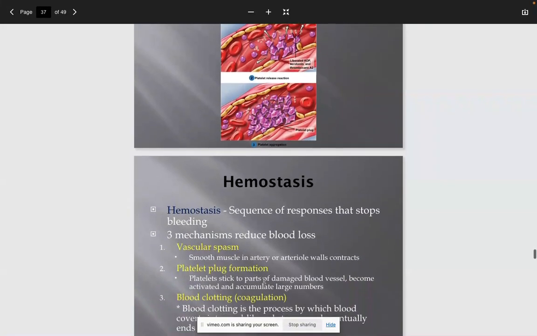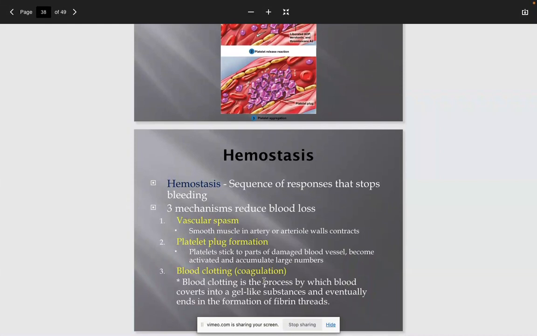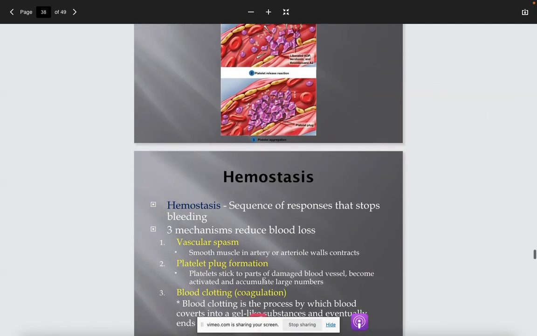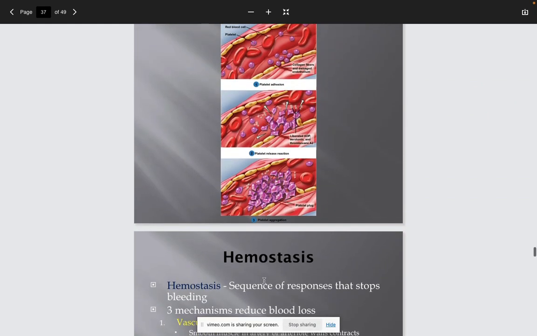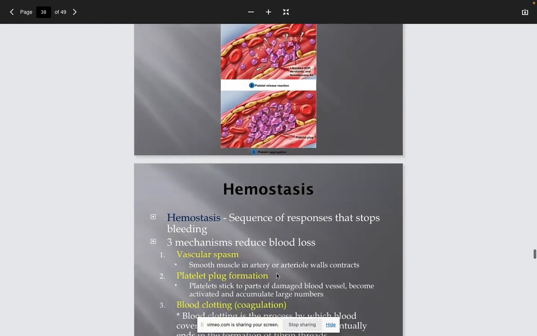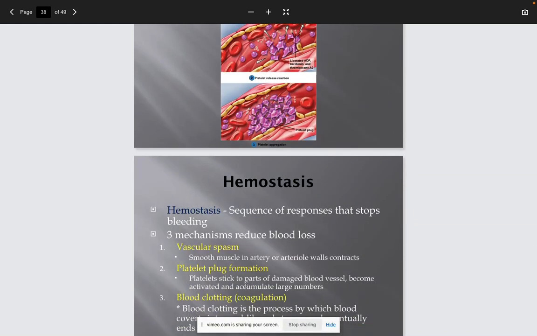So hemostasis, again, is just a sequence of responses that stops bleeding. There are three main mechanisms by which this happens. First, whenever there's trauma to the blood vessel, it's going to contract. This is called a vascular spasm. The smooth muscle present in the artery or the arteriole is going to contract. After this, it's going to trigger platelet adhesion to occur. You're going to release the chemical mediators, and then aggregation is going to occur. This is going to form the platelet plug, and then we're going to have something called the coagulation cascade.